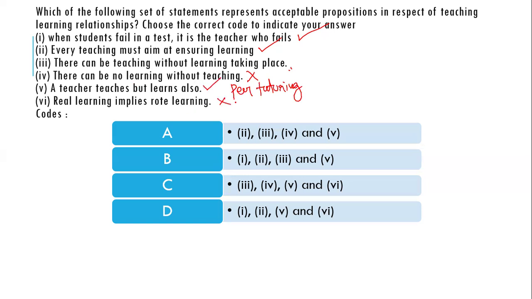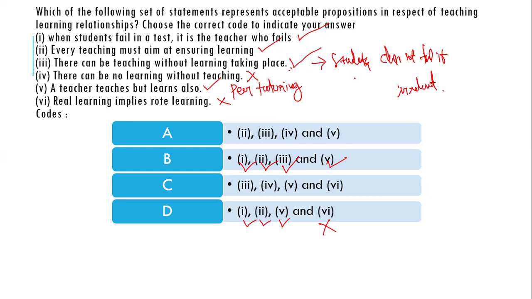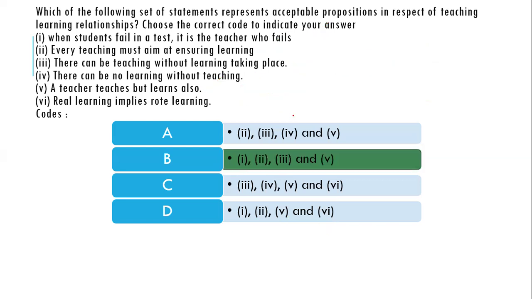Real learning implies rote learning, definitely not. So the options here: 1, 2, 5 or 4. 5 is definitely right. 1, 2, 5 definitely right. 6 is definitely wrong. So 1, 2, 5, and then 3. 3 would be correct: there can be teaching without learning taking place, for some instances, like if the students find it irrelevant or are not interested. So B would be the right answer. Yes, that's the right answer.